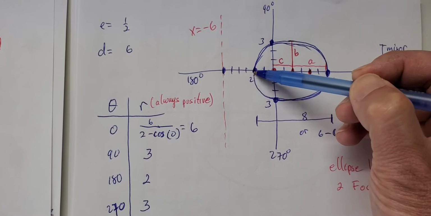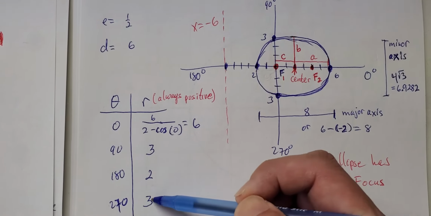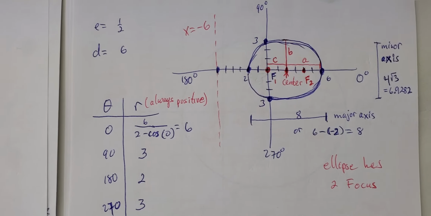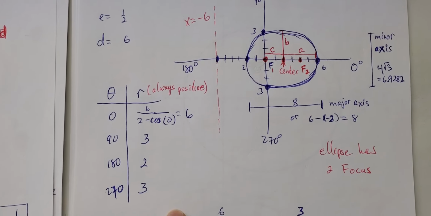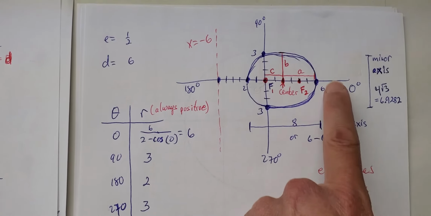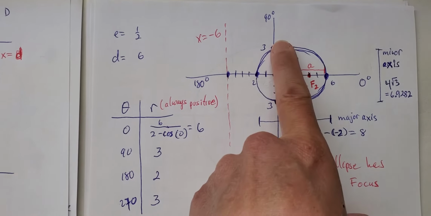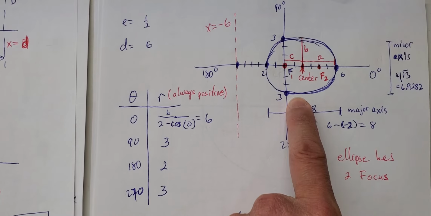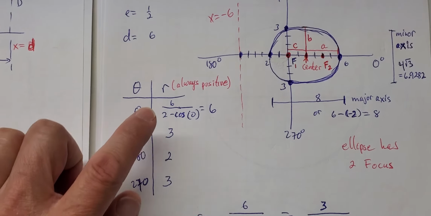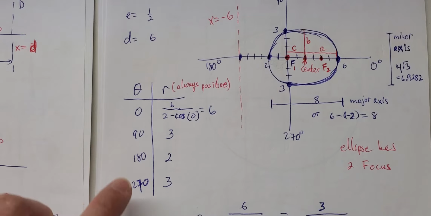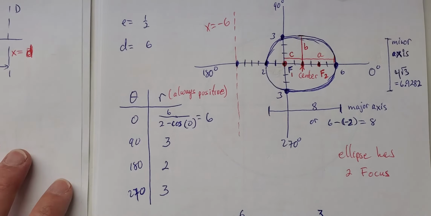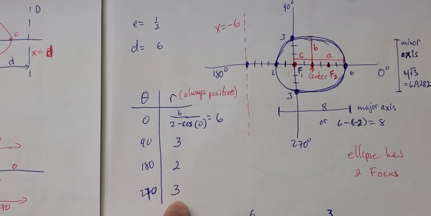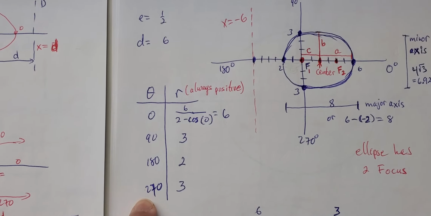182, 182. Okay, 273, 273 here. Okay, so that's how you get these 4 points. So 0, 90 here, 180 here, 270 here. Now one more time, always use 0, 90, 180, 270 so that you can start to get a graph much easier. Okay, so you can get the graph much easier just using these 4 degrees.